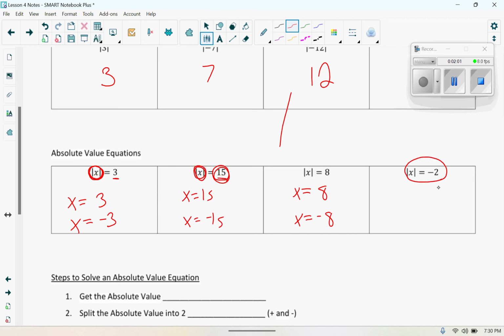Look at this. Do not let this trick you. This is not 2. The absolute value is a distance. It cannot equal a negative number. So this is not possible. So I'm going to say no solution.